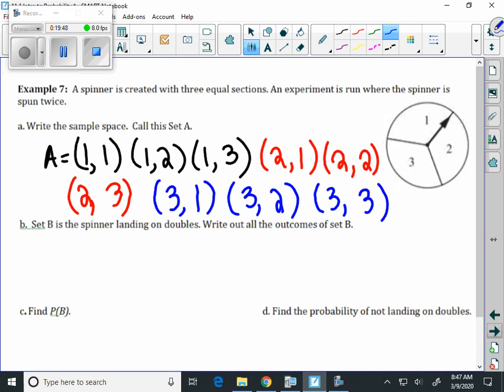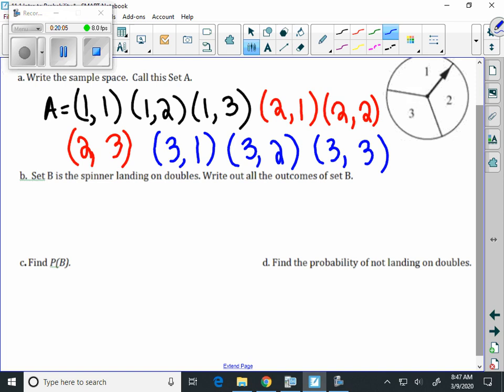There's all the possibilities with that spinner. And it's not the most fun thing to write it down, but if you can write it down in a logical order, then it's going to make answering the questions a lot simpler. And that might be something that you want to write down on your scrap paper that you're given when you're taking the OST. But now it says set B is the spinner landing on doubles.